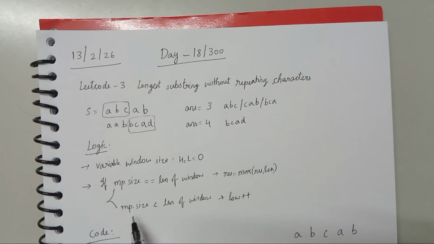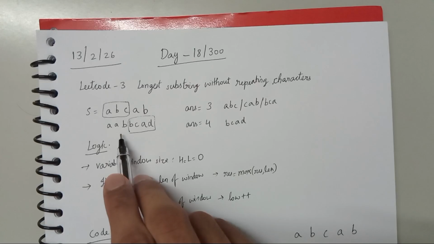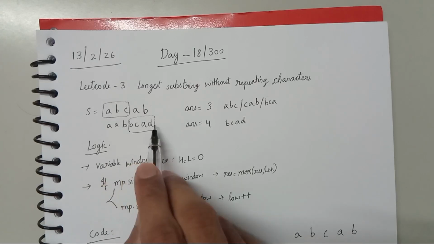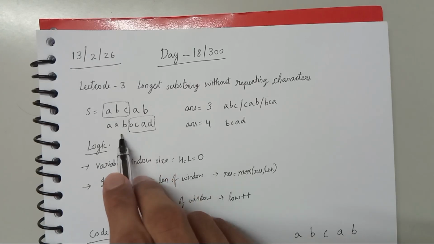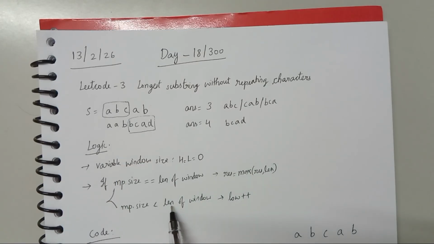But if the hash map size is less than the length of the window, that means if we consider b also in the window, then the hash map size will be 4, but the length will be 5. So 4 is less than 5, then we shrink the window size, that is we do low plus plus.